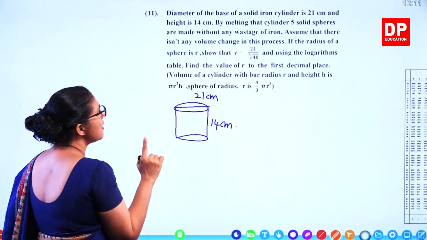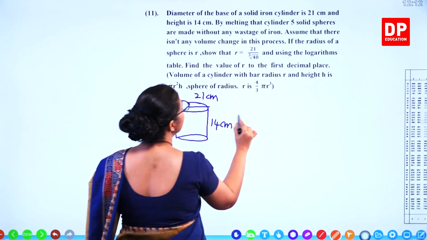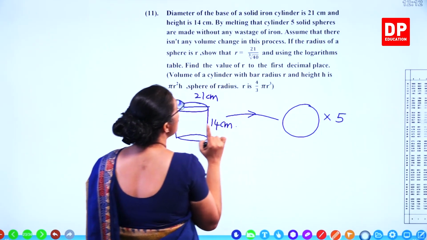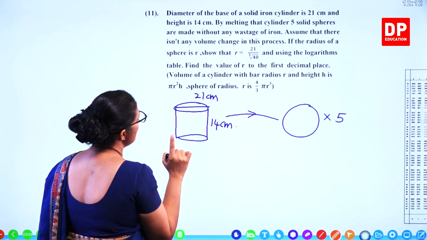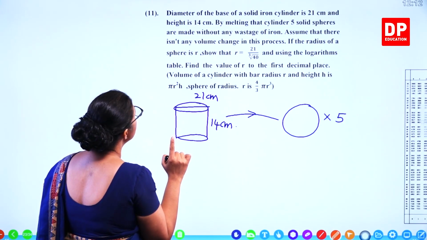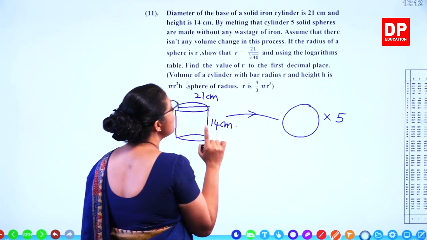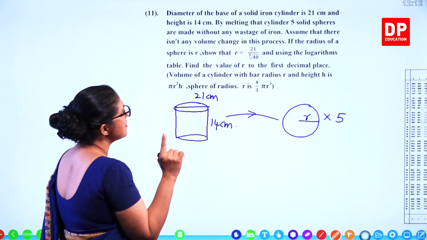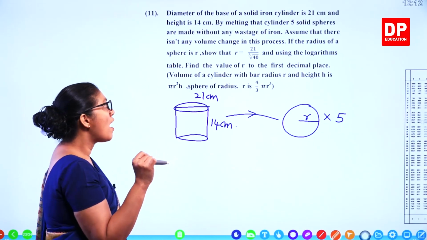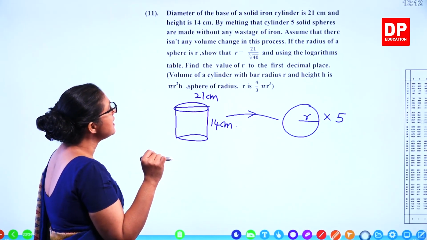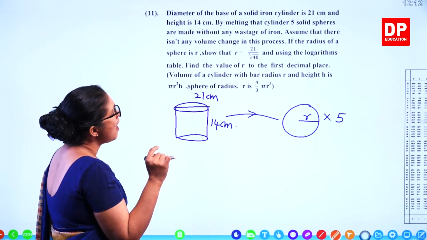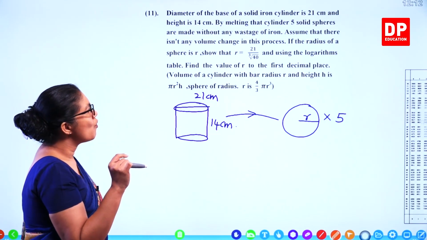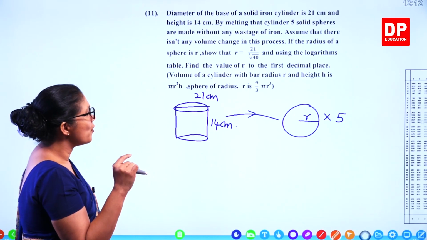By melting that cylinder, five solid spheres are made without any wastage of iron. Assume that there isn't any volume change in this process. If the radius of the sphere is r, show that r equals this, and using the logarithm table find the value of r to the first decimal place. Volume of the cylinder with base radius r and height h is pi r squared h, and the sphere volume is 4/3 pi r cube. So you can use those formulae.